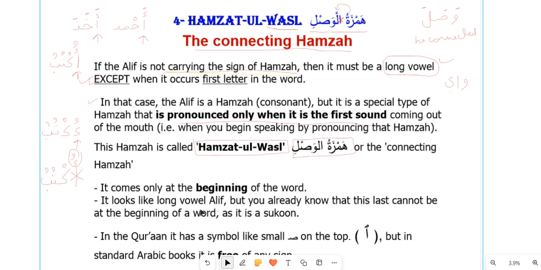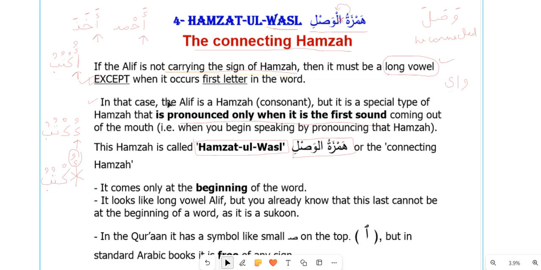It looks like a long vowel alif, but you already know when you see the hamza on the seat of alif, you might think this is alif. Most of the students make this mistake. They think that it is alif, and they don't see the hamza above it, hamza with the fatha above it. They see the alif and they say alif, ha, mim, and dal. No, this alif is the seat of hamza. You have to ignore it. You have to say hamza, fatha, ha, mim, and dal. That's how you pronounce each and every letter.